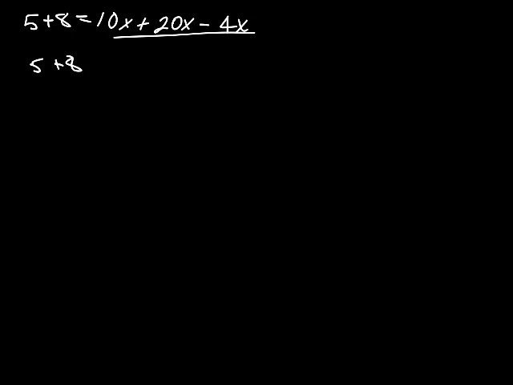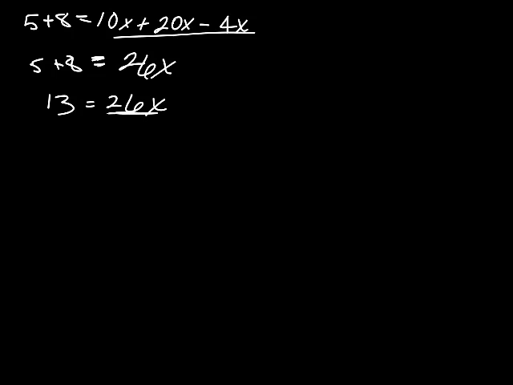All right, so example number 5. We have 5 plus 8 equals 10x plus 20x minus 4x. All right, so first thing we want to do is combine the like terms. We've got a bunch of x's there that we can put together. So we can add 10 and 20 and then subtract 4. So 10 plus 20 is 30. 30 minus 4 is 26. So I have 26x. I'm also going to add my 5 and 8 and get 13.